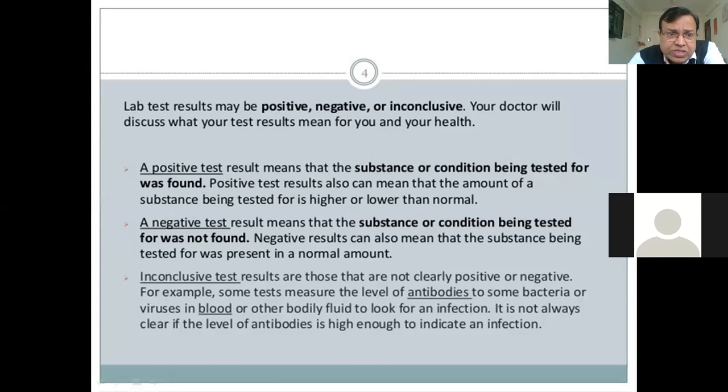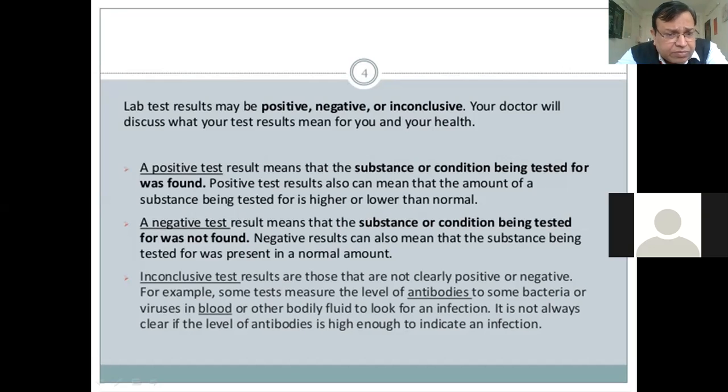Your doctor or physician sees this report and interprets the result or the disease condition of the patient, combining it with the symptoms which are coming from the patient or which are felt by the patient, as well as the pathological reports. A positive test result means that the substance or the condition being tested for is found. The positive test result can also mean that the amount of substance being tested is higher or lower than the normal.